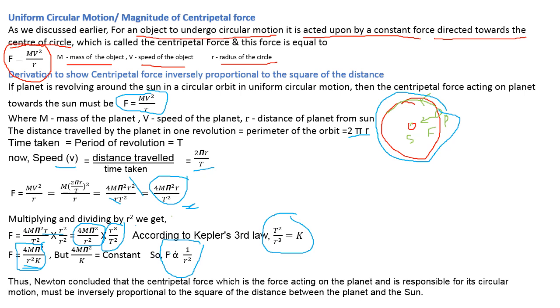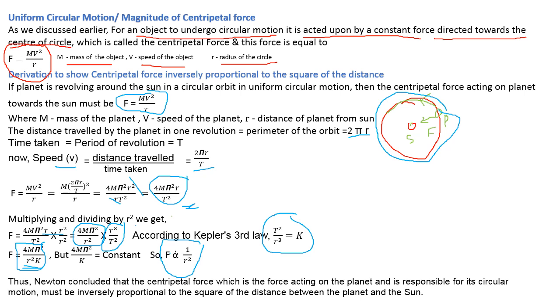As I said at the start, if the distance is more, centripetal force is less, and if the distance between planet and the sun is less, force will be more. I hope you have understood the derivation. If not, listen to the video properly step by step, and if you have any doubt, you can write to me in the comment or contact me. This concept is called the inverse law.